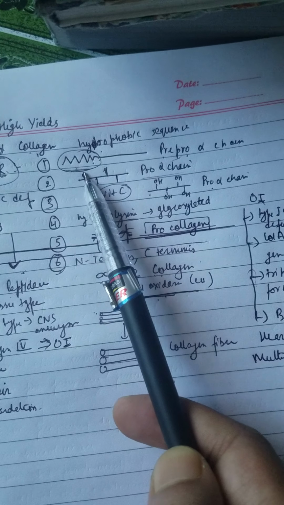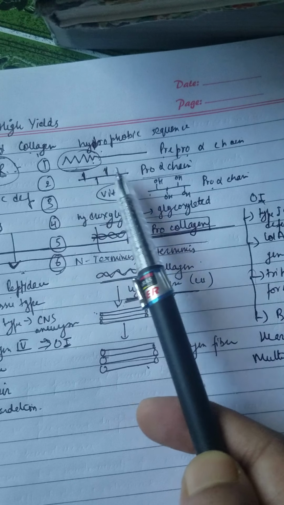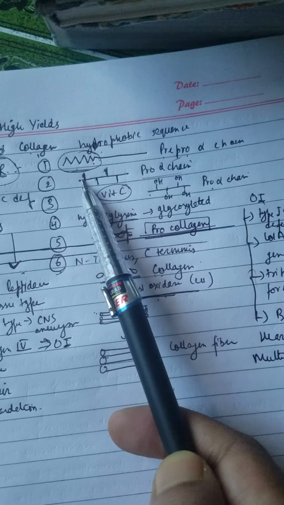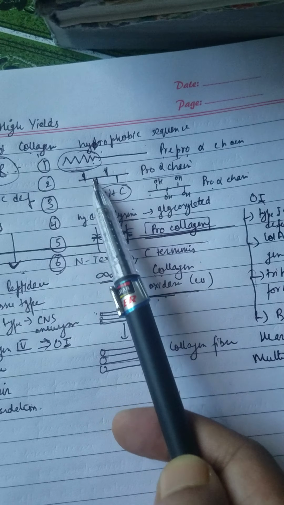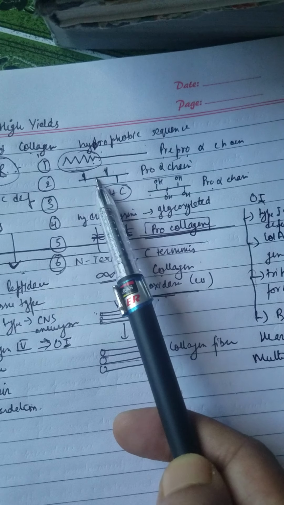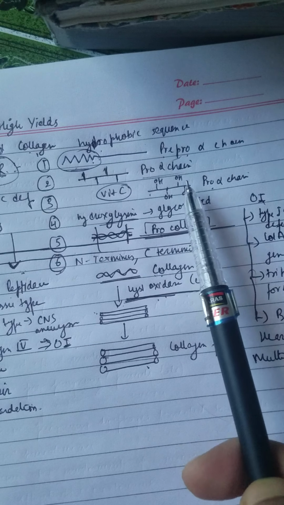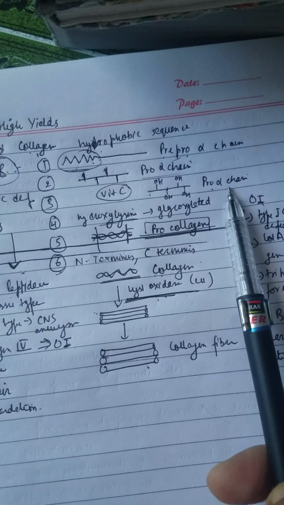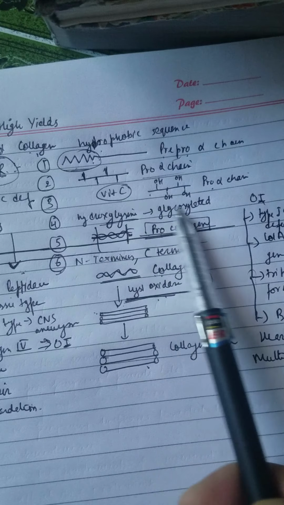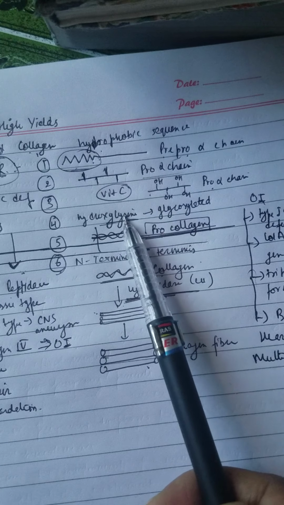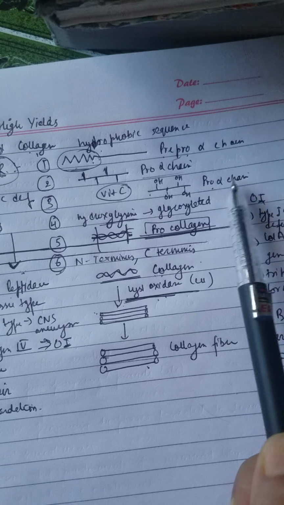There are a lot of lysine and proline residues attached to the pro alpha chain, and these residues are now hydroxylated in the presence of vitamin C as a cofactor. In the first step, all the hydroxylysine residues are glycosylated, not the hydroxyproline, only hydroxylysine, resulting in the formation of a final pro alpha chain structure.